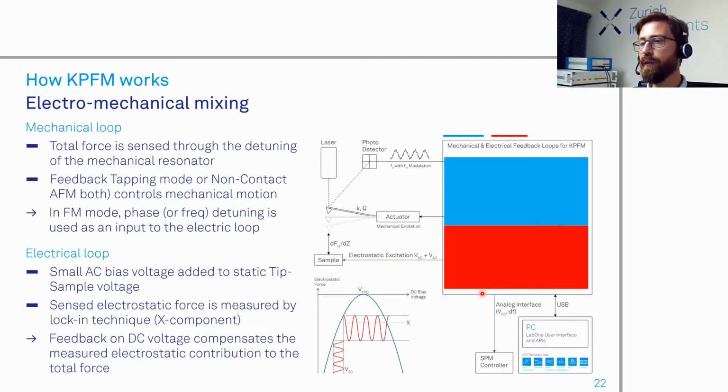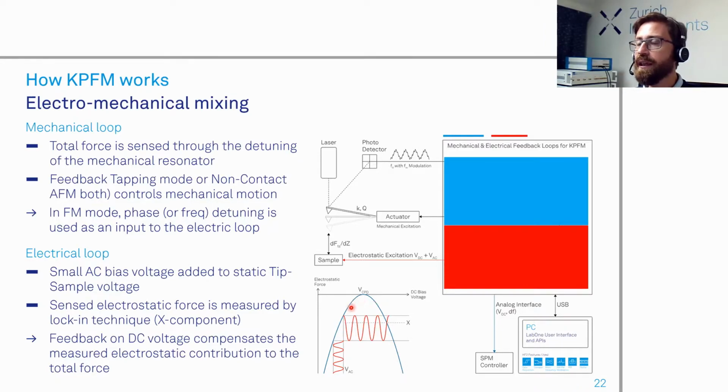So with this in mind, let's put everything together about how KPFM works on a complete AFM setup, with the mechanical and the electrical loop. So here we have our force gradient applied between tip and sample. So we have a bias voltage. Here we can shake the mechanical piezo, and here we have the representation of our electrostatic force or force gradient, which follows this parabolic behavior here.